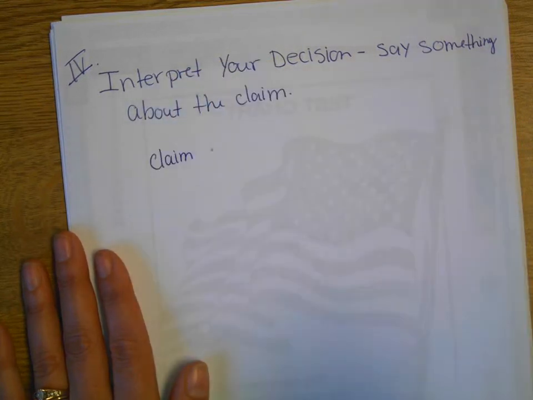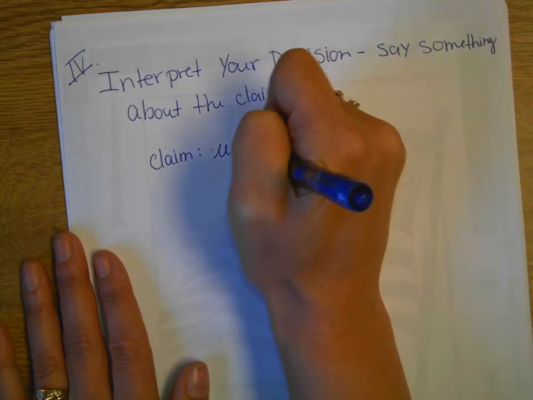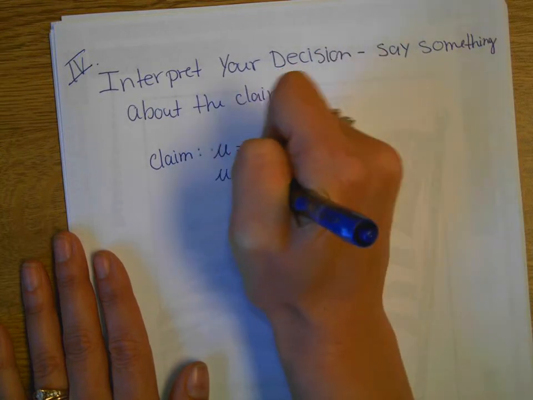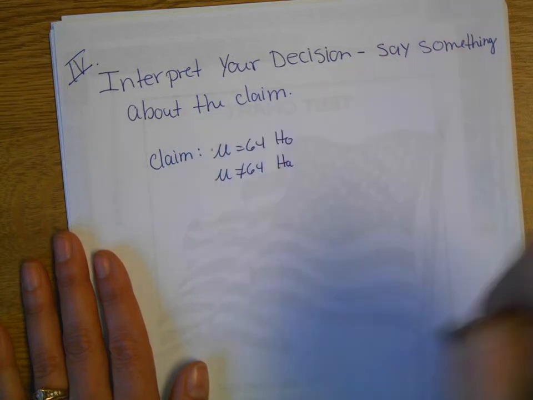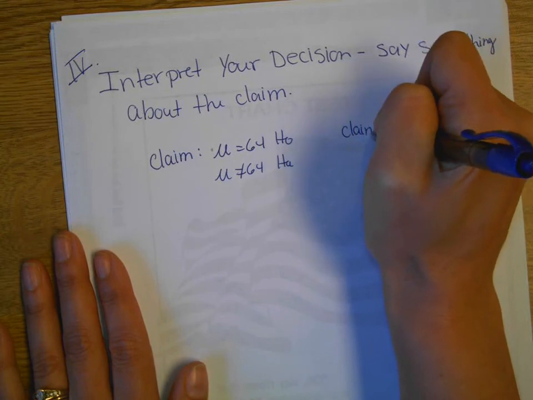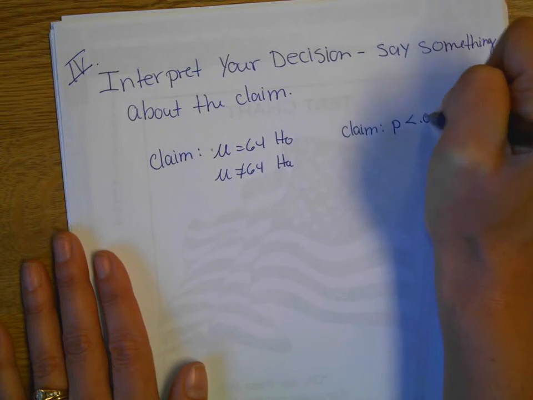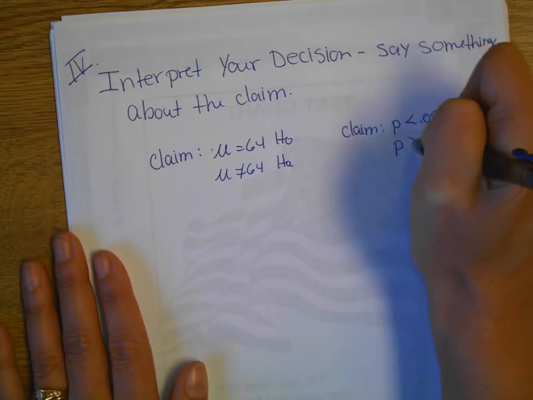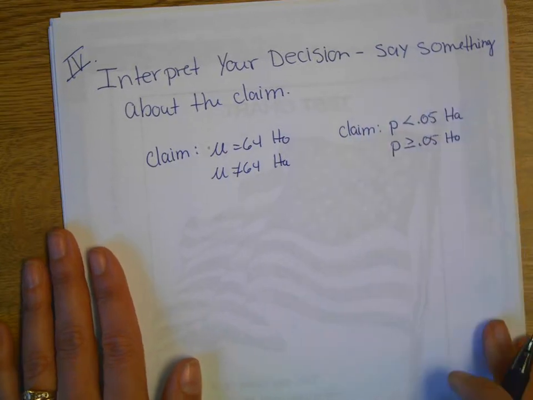In the last example, one claim was that the mean equaled 64. That was the Ho. And then the Ha was not equal to 64. Then in part B, the claim was that p is less than 0.05. That was the Ha. Greater than or equal to 0.05 is the Ho. Okay.